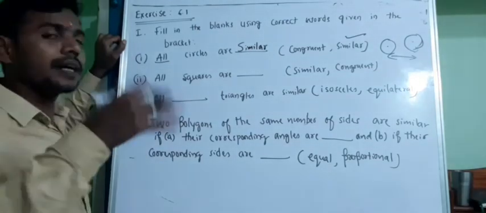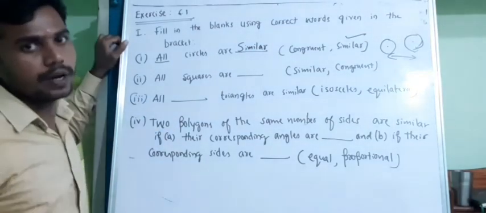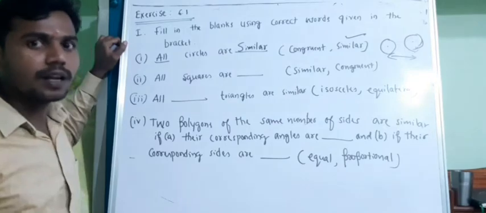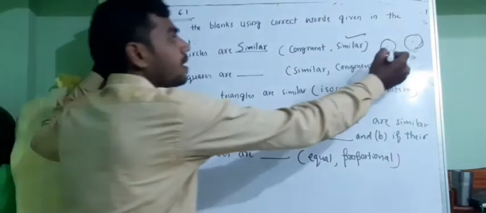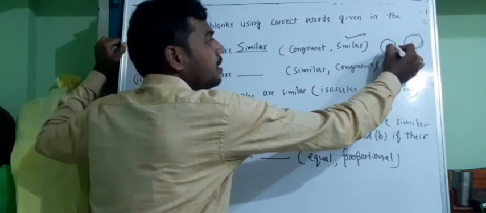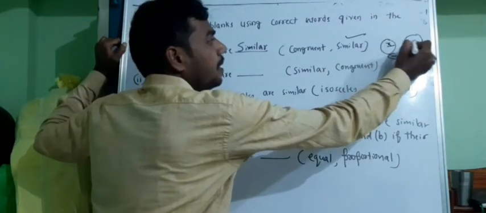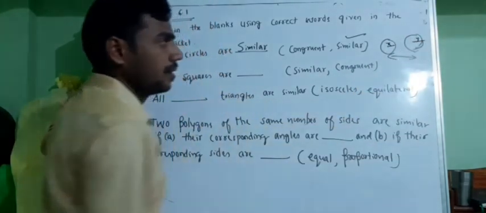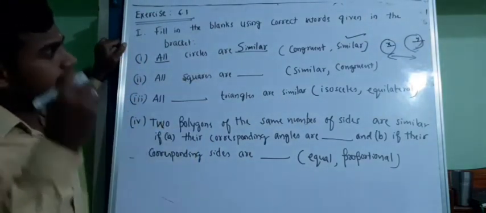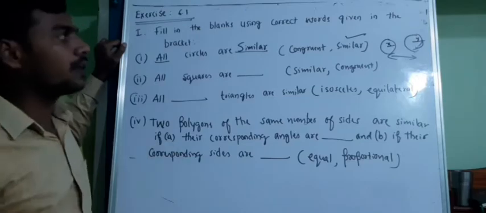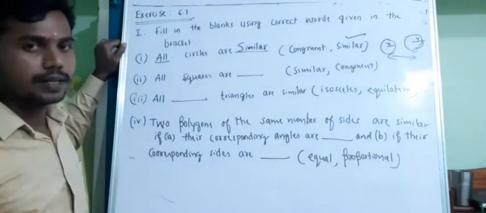In certain conditions circles can be congruent, but in all cases circles may not be congruent. Here the radius may be x centimeter, here the radius may be y centimeter. So we are not certain about it. In certain cases circles may be congruent, but in all the cases circles are similar.